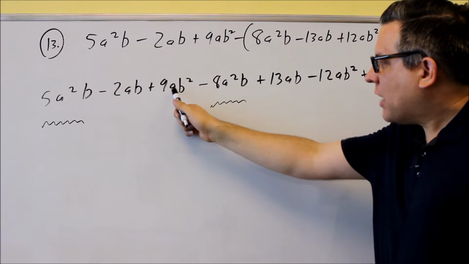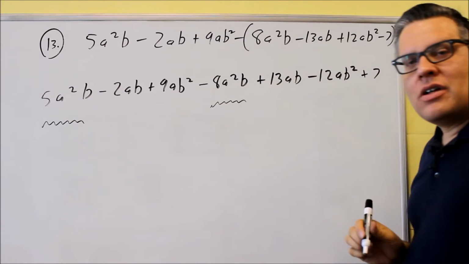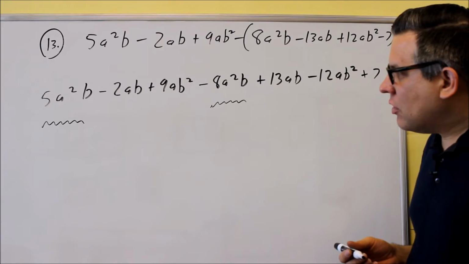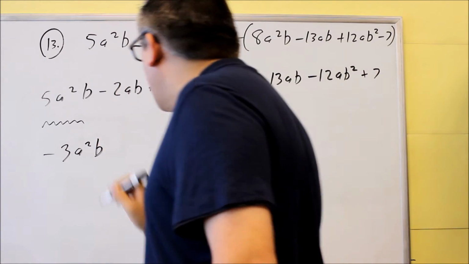This one's not, and this one's not, because notice the powers, they're raised to different things. This is a to the first power and b squared, but this is reversed. So we want to only add the ones together that have the same powers and same variables. I have a 5 minus 8, that's negative 3 a squared b.